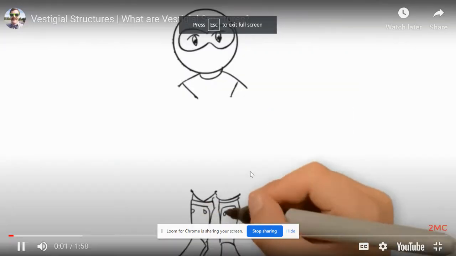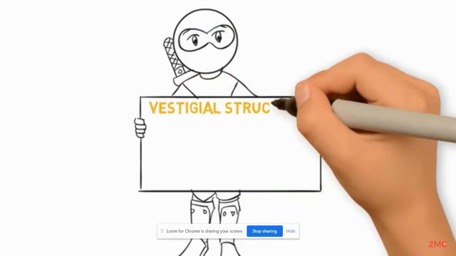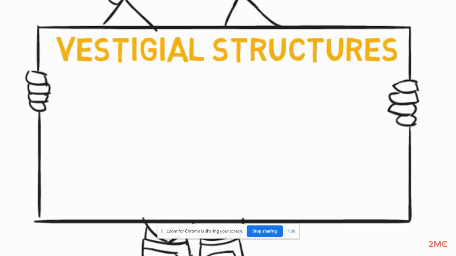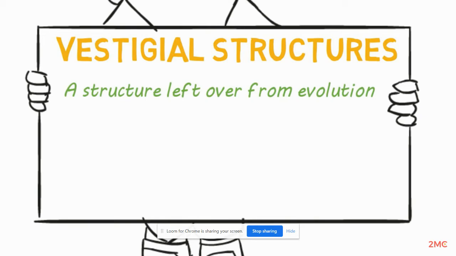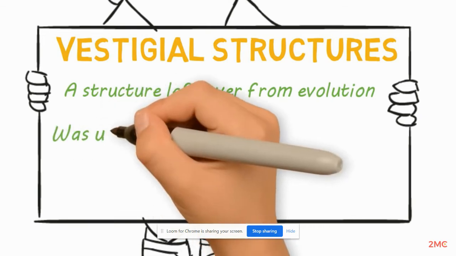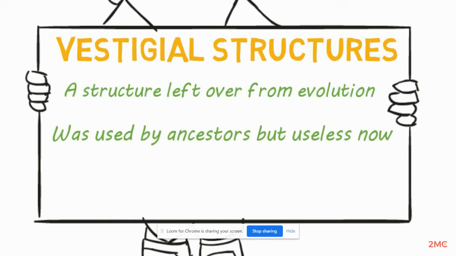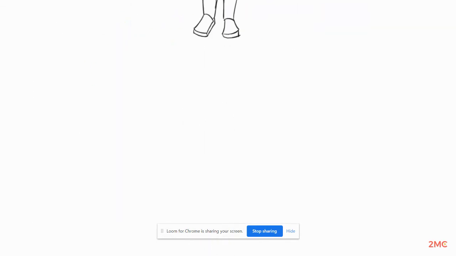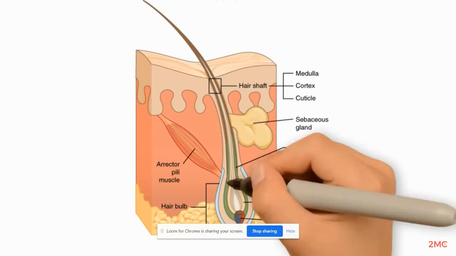Thanks for stopping by. Today's video is a follow-up video from last week's homologous and analogous structures, and this week we're talking about vestigial structures. Now, vestigial structures are left over from evolution. They're a structure that used to have a function in an ancestor species, but is useless now in the modern species. So the first example we're going to look at is in humans, and that's the erector pili muscle.